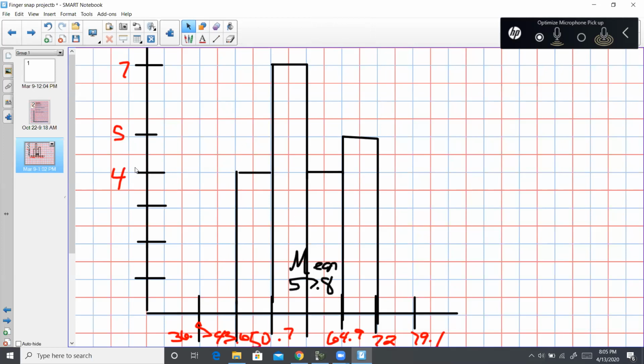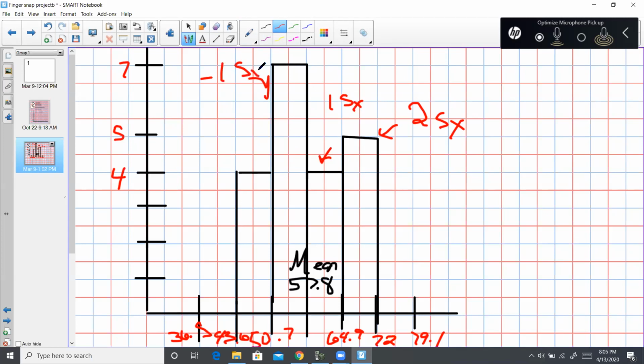Okay, so this is our frequency over here, and this is counting the number of finger snaps I have. So really quick, right here, this is our mean. This right here is 1 standard deviation above the mean. This right here is 2 standard deviations above the mean. Over here, this bar is -1, that's 1 standard deviation below the mean. And this is -2, 2 standard deviations below the mean.